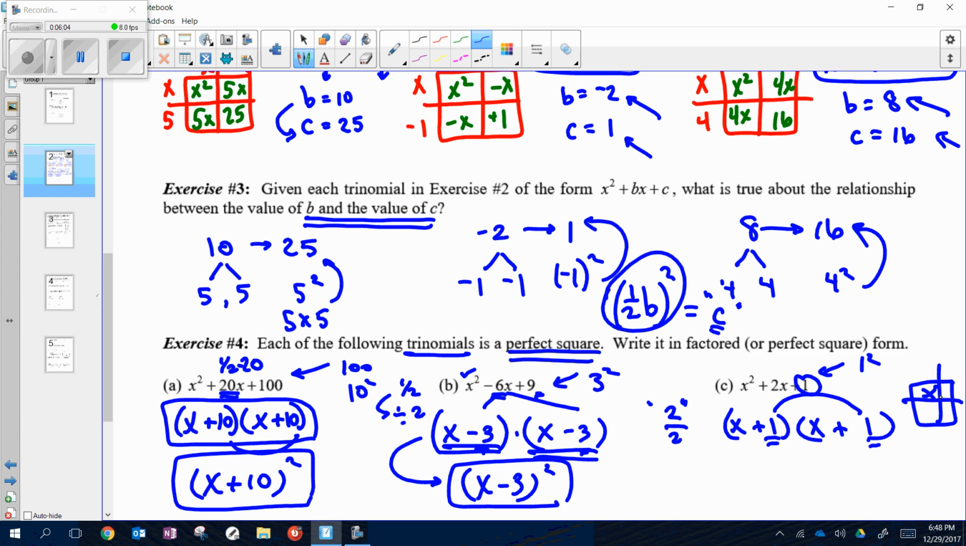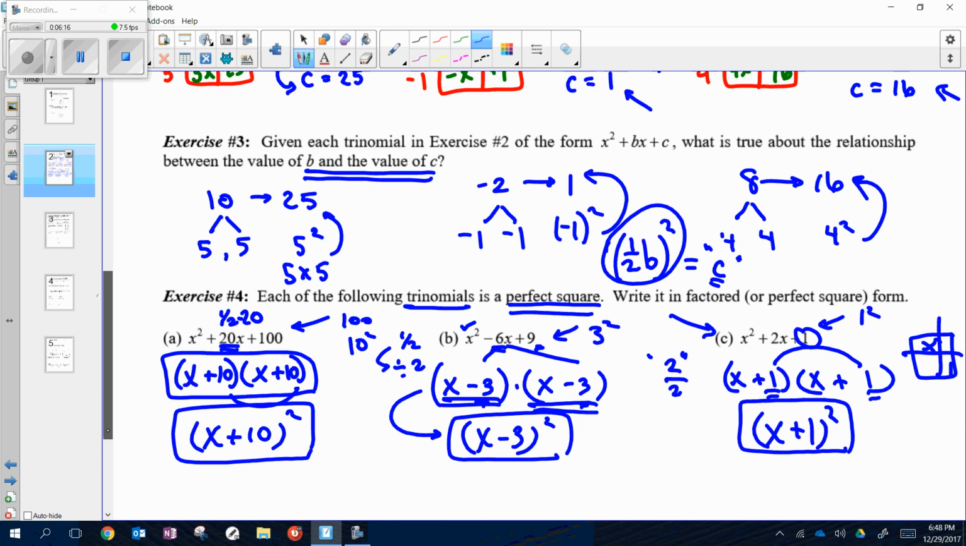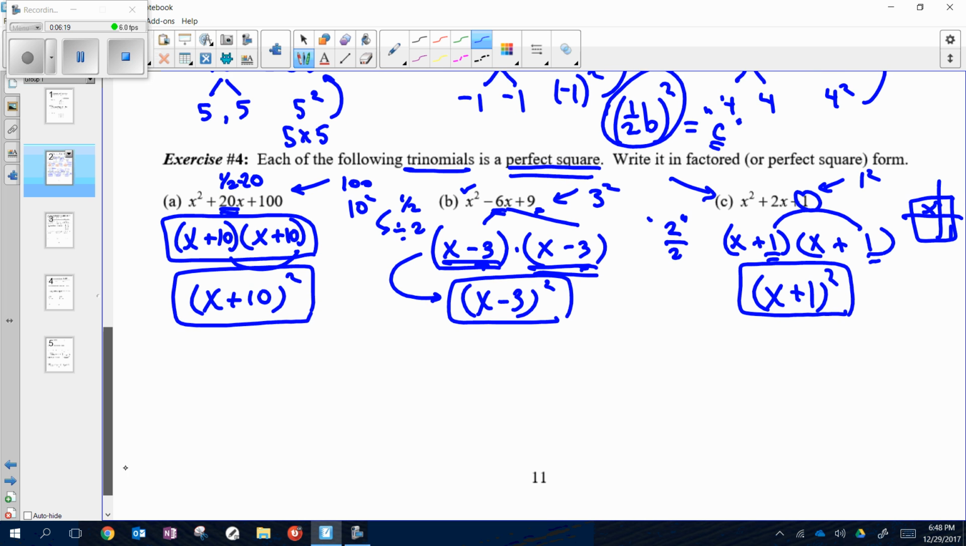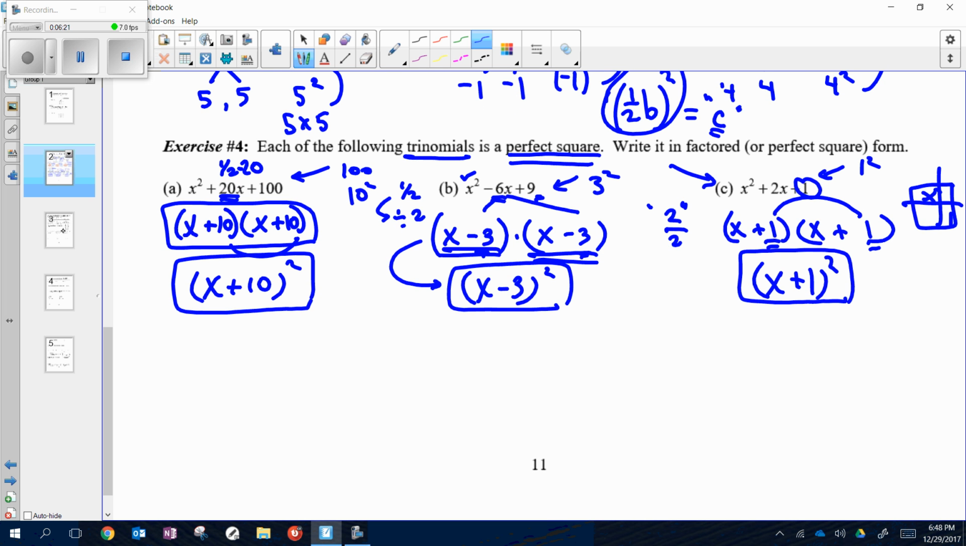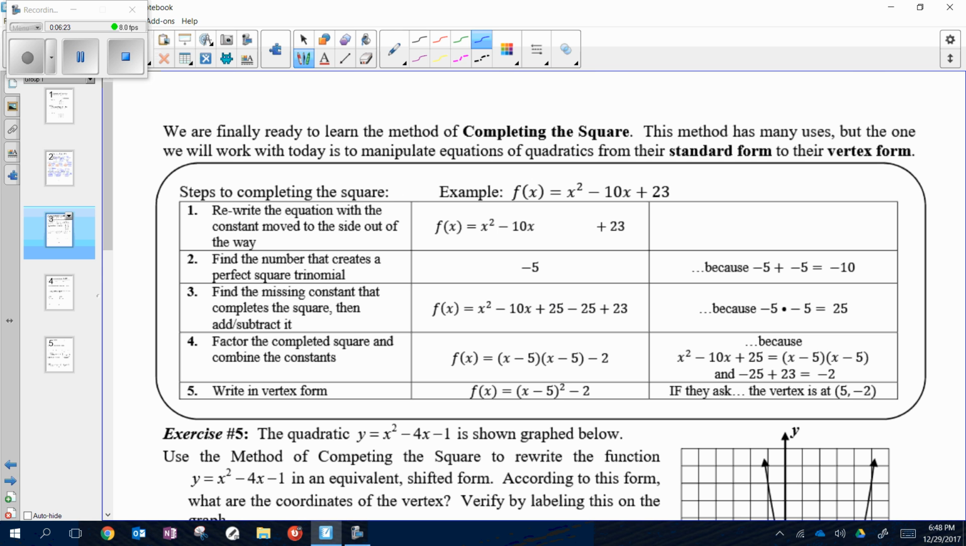How am I going to get an x squared? How am I going to get a 1? Think about what you need. This is x plus 1 squared. So these perfect square trinomials are like the ones we had back up in exercise 2. We wrote them as perfect squares, factored form. It's going to get a little harder on the next page.